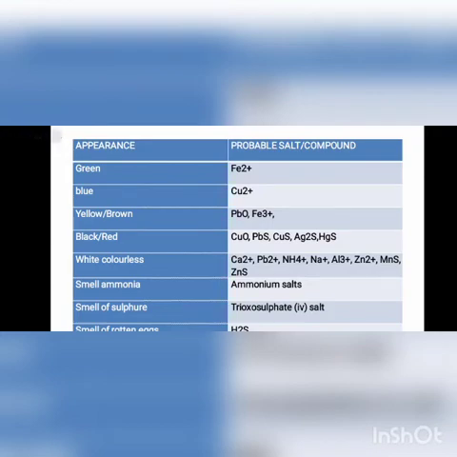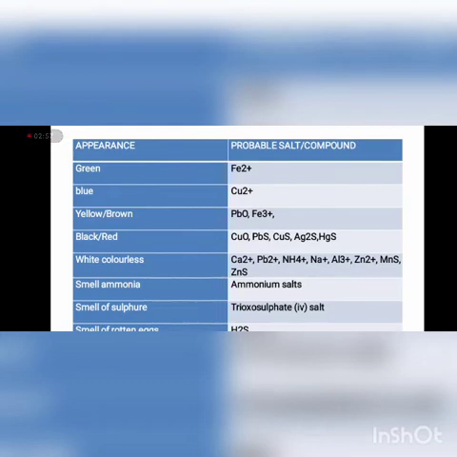If the color is yellow-brown, you can think that iron(III) is present, because iron(III) compounds are always yellow or brownish in color. If the color is black or red, we can suspect the following compounds: copper oxide, lead(II) oxide, copper(II) sulfide, and so on. But if the color is white or colorless, we can suspect calcium, lead ion, ammonium ion, sodium ion, aluminum ion, and so on.